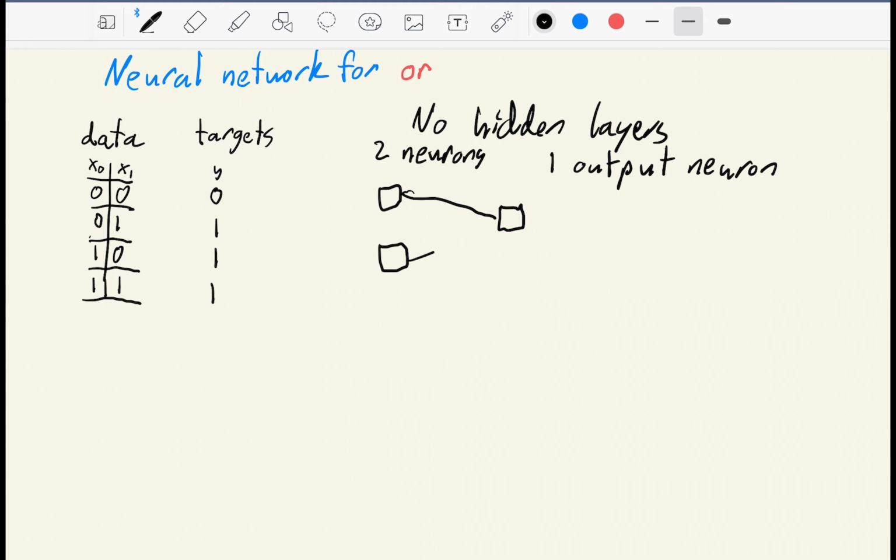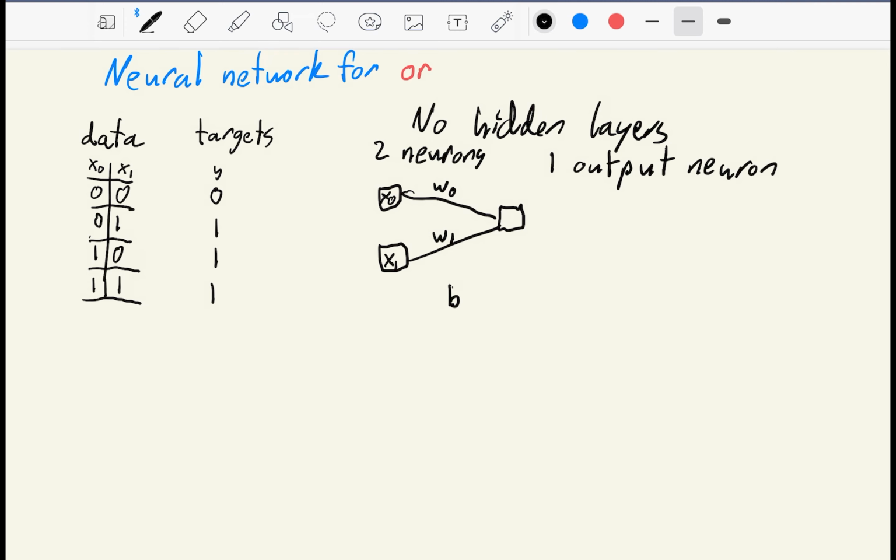And so total, think of this neuron as holding x0, this neuron as holding x1. Then they're going to be connected to the output layer using some weights, w0 and w1. And then there's going to be a bias also. Okay, that'll just be called b.